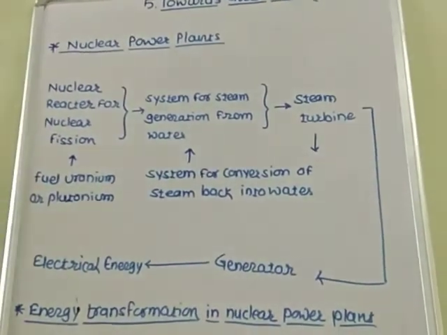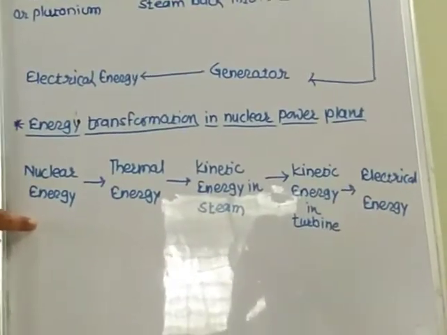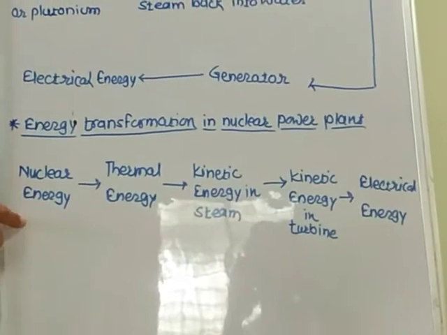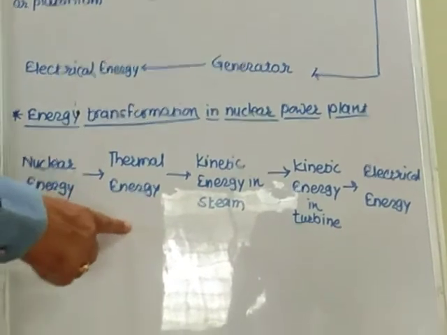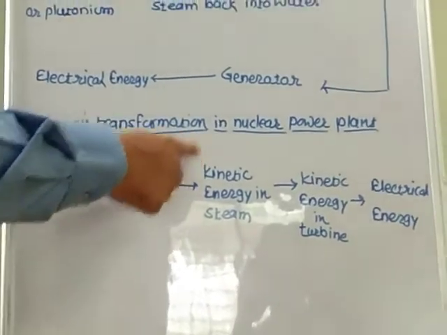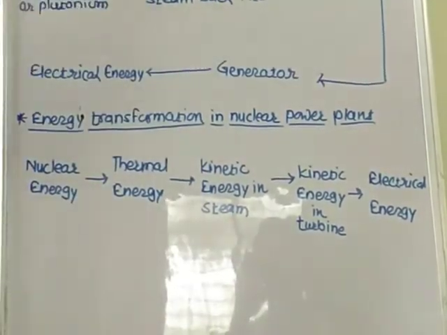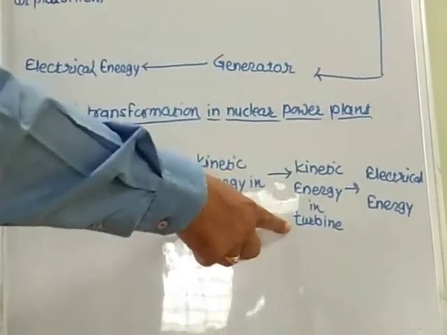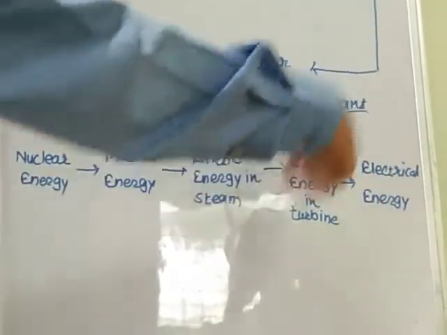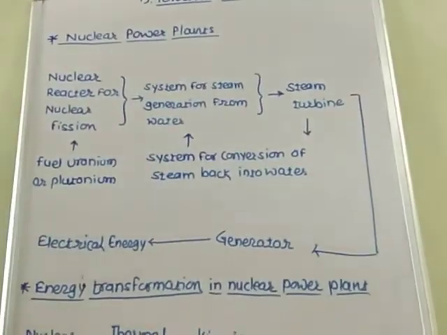Then how does energy transformation happen in nuclear power plants? Nuclear energy, which is in the atom, is converted to thermal energy in the generation of steam, which is converted to kinetic energy in the steam. Kinetic energy rotates the turbines, and the turbine converts it to electrical energy. In this way nuclear power plants work.